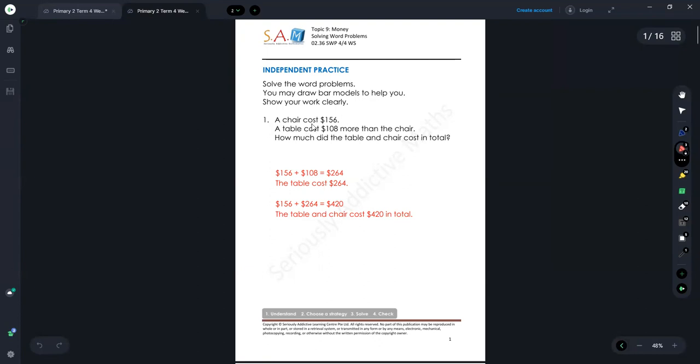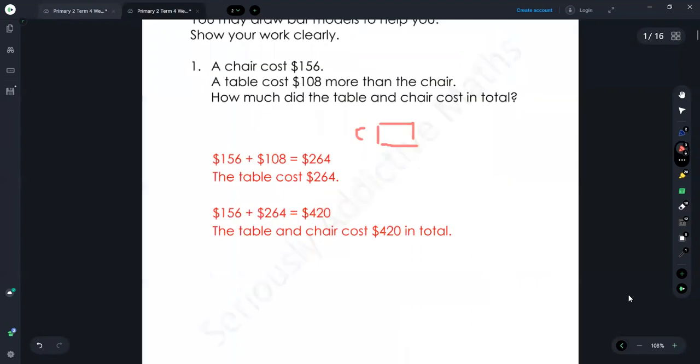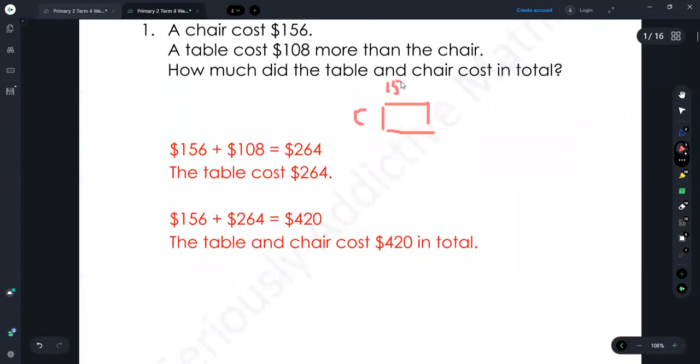So this question, for example: chair costs $156, table costs 108 more. So chair, 156 dollars. Remember to get them to write the unit sign. Some students, when they don't write unit signs, may forget that this is dealing with money, as I've seen in some of the classes. And then table is 108 more, so this part is 108.